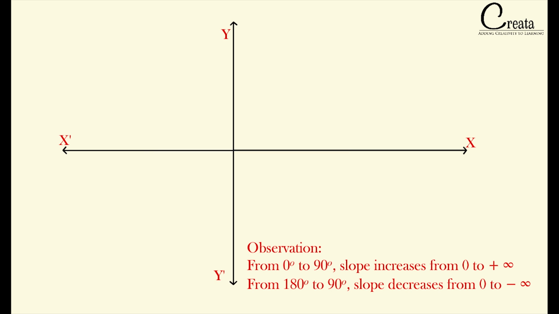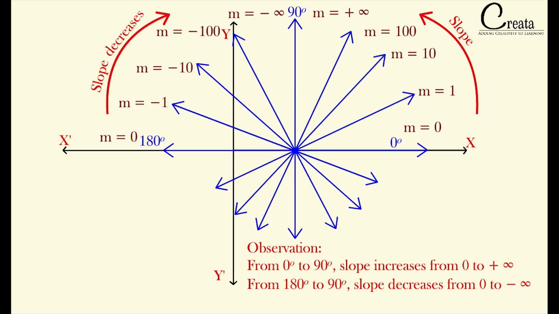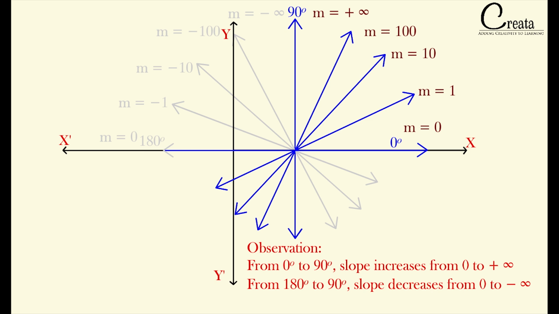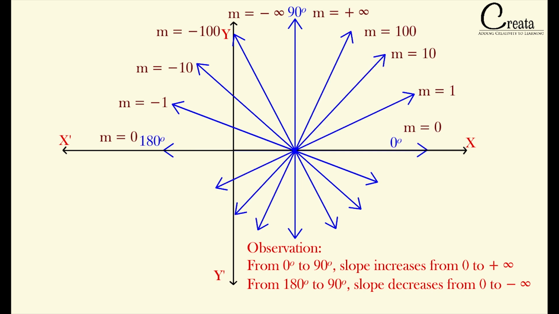So we got some observation here. The slope from 0 degree to 90 degree is increasing from 0 to positive infinity. And the slope from 180 degree to 90 degree is decreasing from 0 to negative infinity. Are you observing that slopes in the range of 0 degree to 90 degree are positive? All these slopes are positive, while the slopes in the range of 90 degree to 180 degree are negative. Okay? Slope in the range of 0 to 90 will be positive and the slope in the range of 90 degree to 180 degree will be negative.